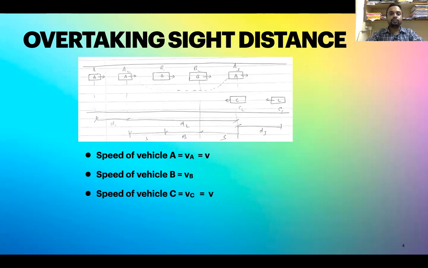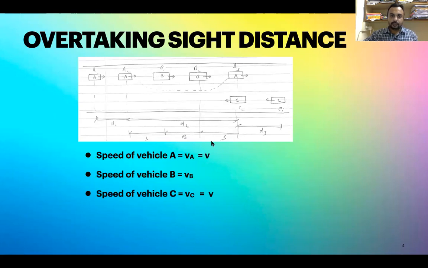Observe that there are three vehicles: vehicle A, vehicle B, and vehicle C. I request all of you to take a pause and understand this figure first of all, because this is a very important figure which will actually help us to get the overtaking sight distance. So it is very important for you to understand this particular sketch.